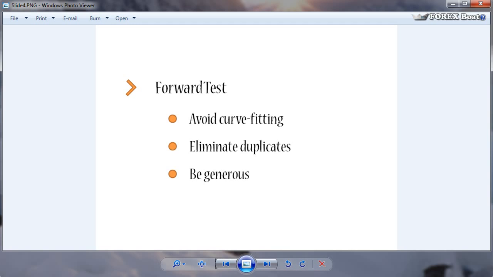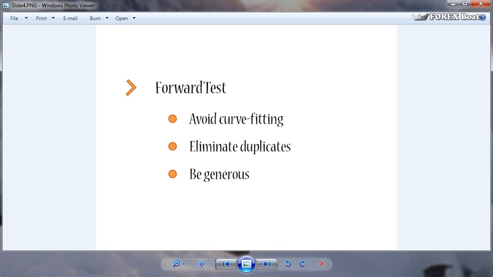And as you recall, we did have results that were good on the optimization or the backtest, but performed very poorly on the forward test, and we concluded that they were curve fitting sets, and we had to get rid of them.